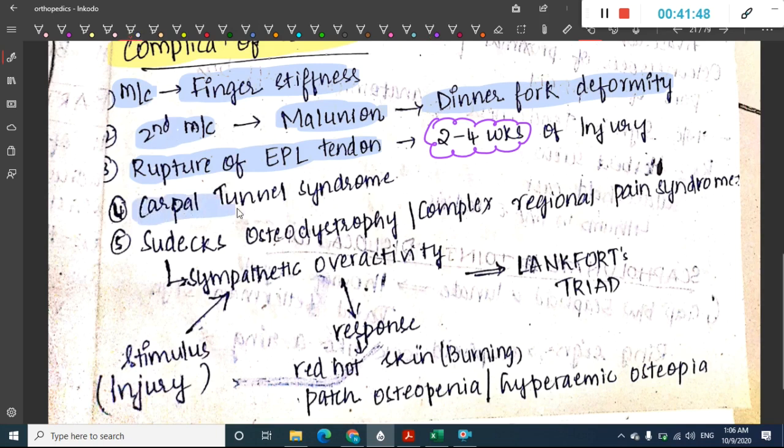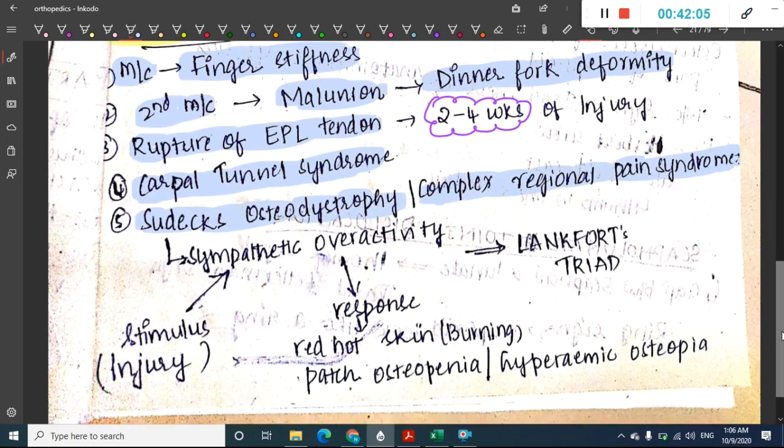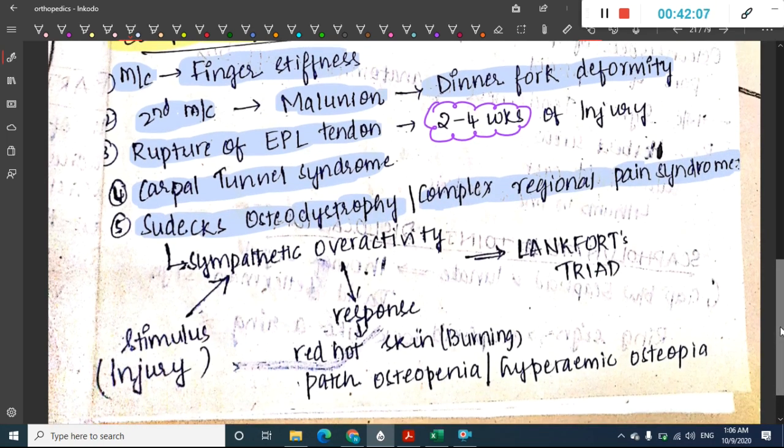It also causes carpal tunnel syndrome as a complication. Then we have one more complication, which is called Sudeck's osteodystrophy or complex regional pain syndrome. What is this Sudeck's osteodystrophy or complex regional pain syndrome? Here we have a triad, which is called the Lamfort triad.